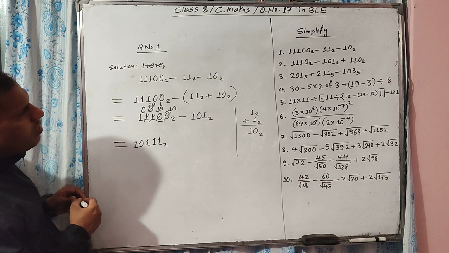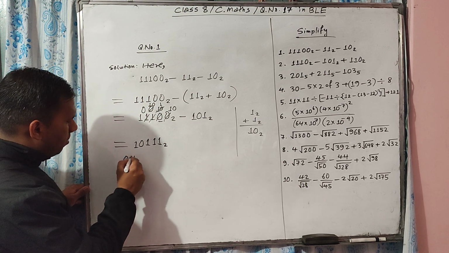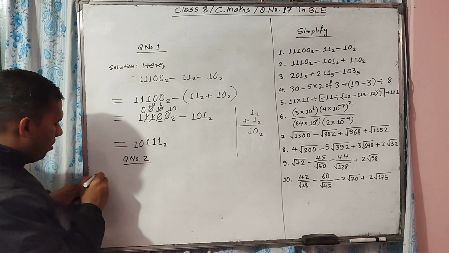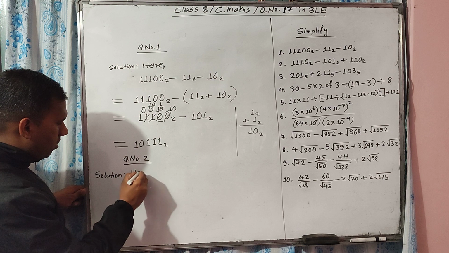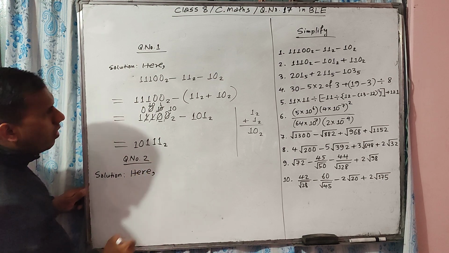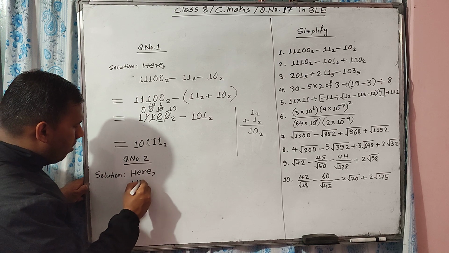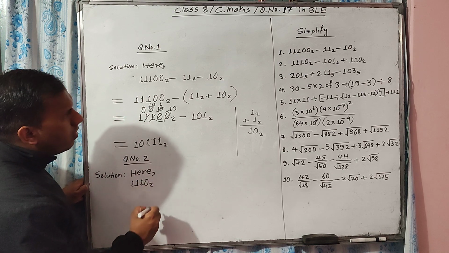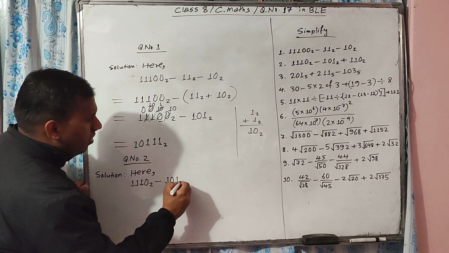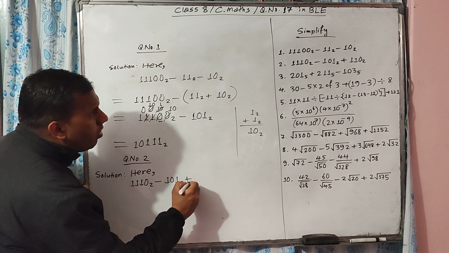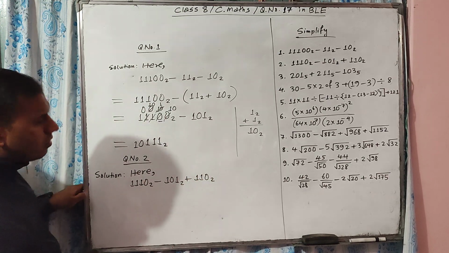Now students, we go to the next question. Question number 2. Solution here. (11101110)₂ minus (101)₂ plus (110)₂.